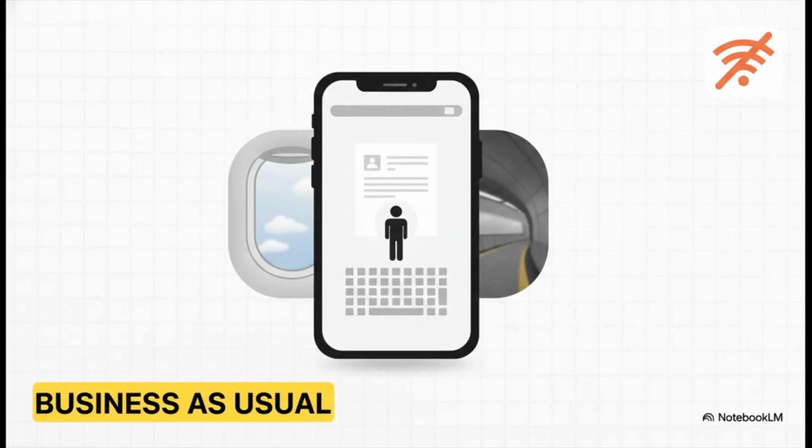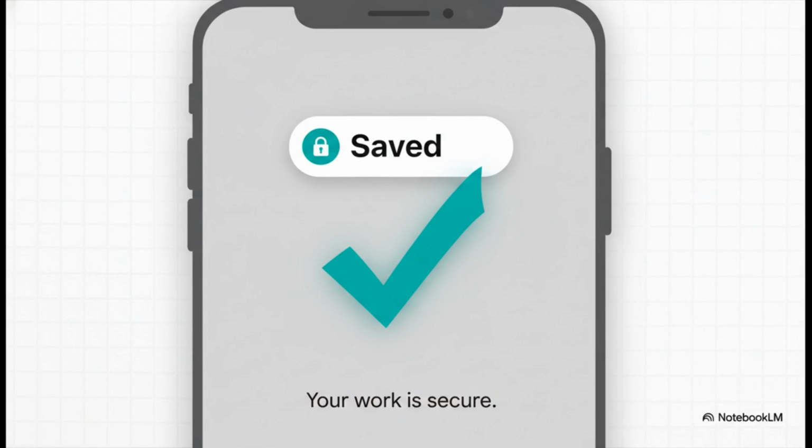It always starts out pretty normal. Maybe you're on a plane or on the subway, just somewhere with spotty Wi-Fi. You open up an app. It could be for notes, maybe a document, and you just start working. Okay, so you finish up what you're doing, and the app gives you that little check mark, or it says saved. And for you, that's a promise, right? It feels like your work is totally safe.